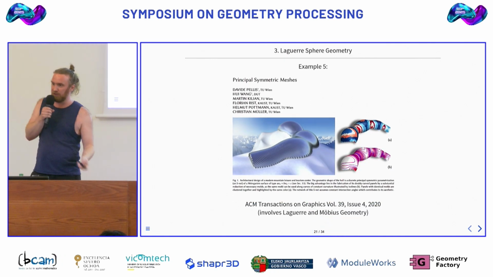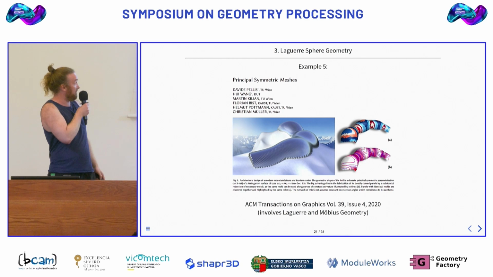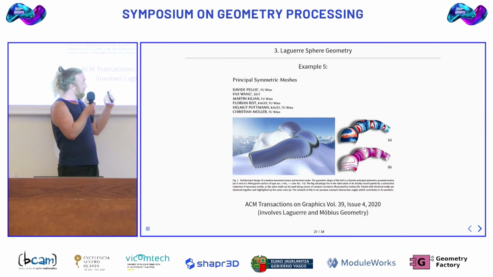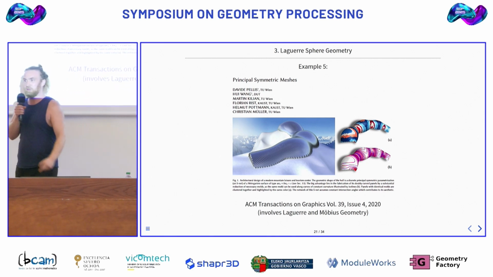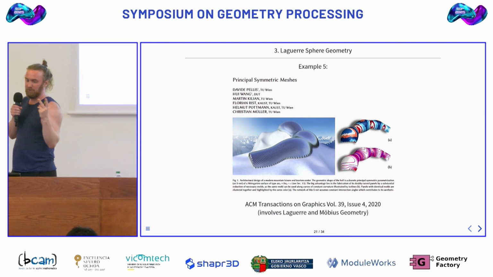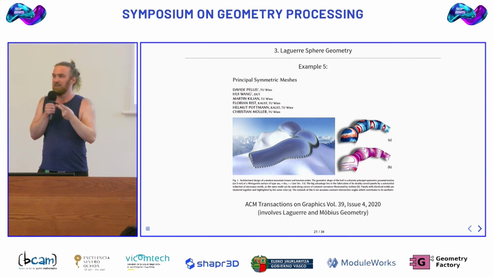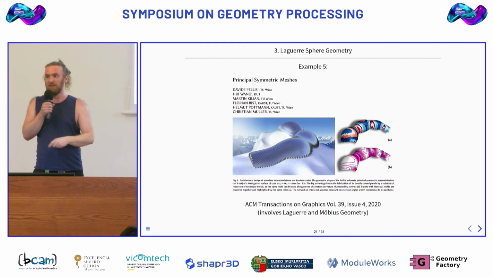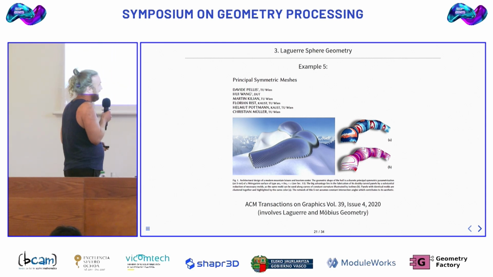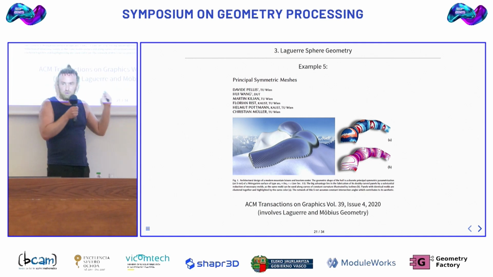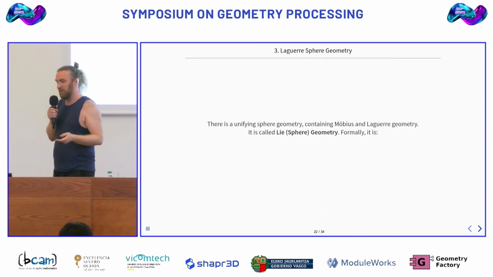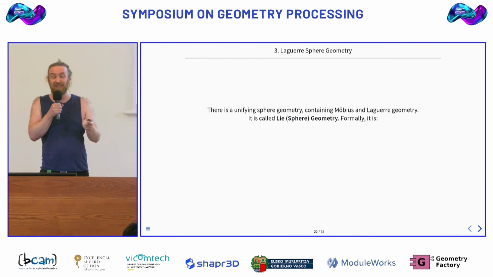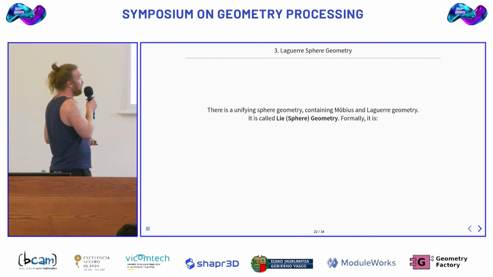There's also a more modern paper, principal symmetric meshes. If you read it, they will talk about Laguerre geometry, but they will also talk about Möbius geometry. They have two stories in there for these principal symmetric meshes, which are special meshes that are symmetric with respect to the principal parametrization that we had in Felix' talk. How does it come that they have two dual stories? That's because there's a unifying story. You can view Möbius and Laguerre geometry together. It's part of a bigger geometry called Lie geometry.